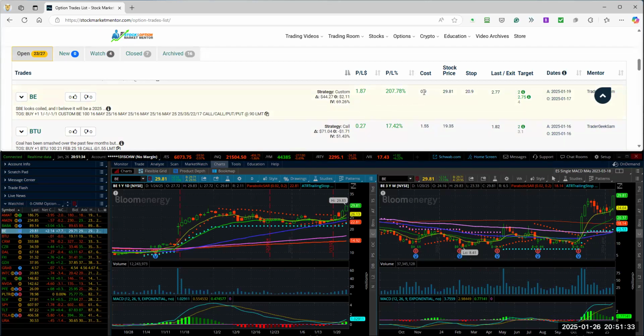Which is basically 4 times our cost in this structure. We have all the way out to May, gave it a lot of time. So perhaps we won't see the entire expansion that we want to see. It's a $10 wide strike. So we'll have to be patient with this one since it has so much time in it and it's jumping really nicely for us.